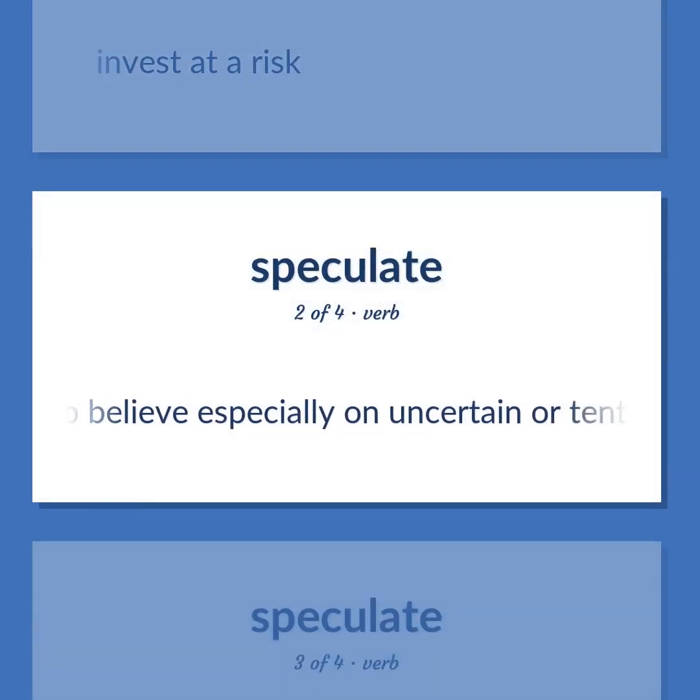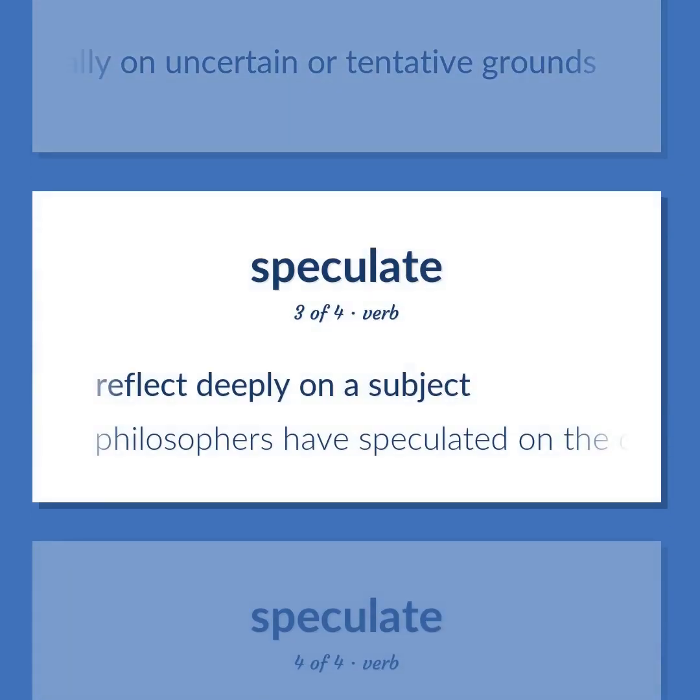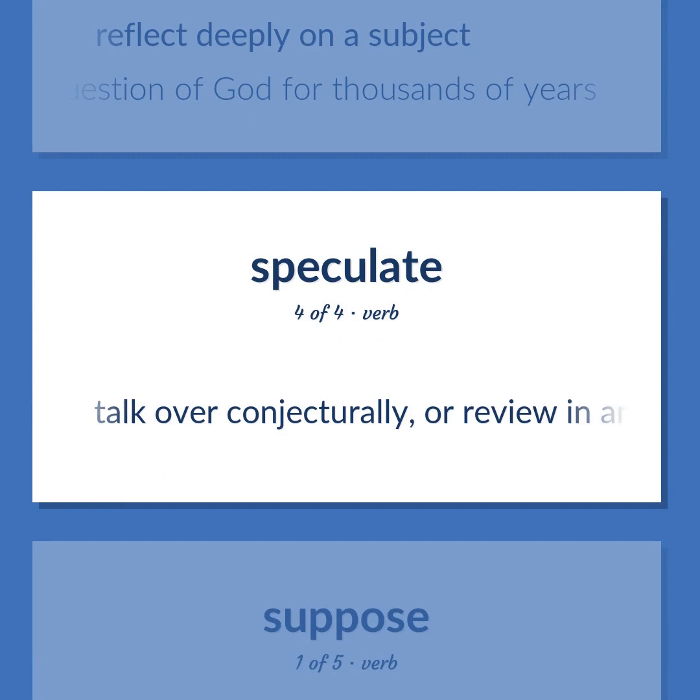To believe especially on uncertain or tentative grounds. Reflect deeply on a subject. Philosophers have speculated on the question of God for thousands of years. Talk over conjecturally, or review in an idle or casual way and with an element of doubt or without sufficient reason to reach a conclusion.